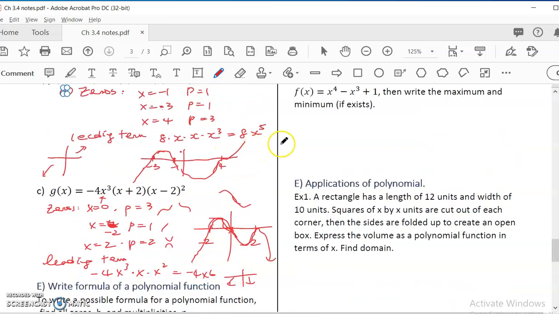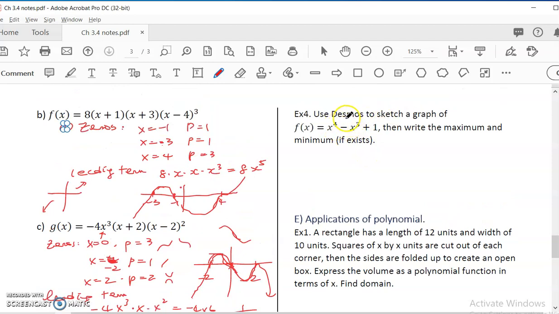When we graph, we also talk about how do I know how high the turning point goes. The way we can do it, for example, is to use the graphing calculator. Before we know calculus, in calculus, you will learn how to find local maximum or minimum. Those are called local because it is the highest or the lowest around its neighbors. So I have a function x to the 4 minus x cubed plus 1. I want to write the maximum and minimum, if they exist, the local.